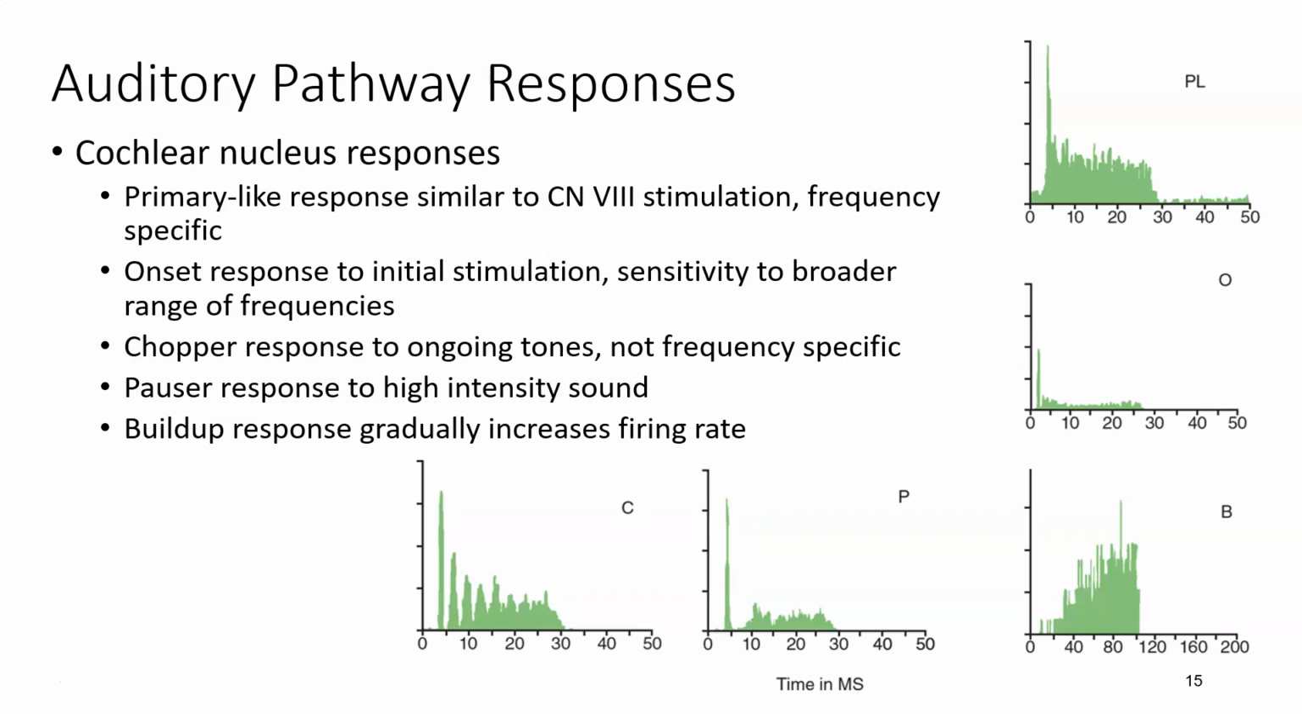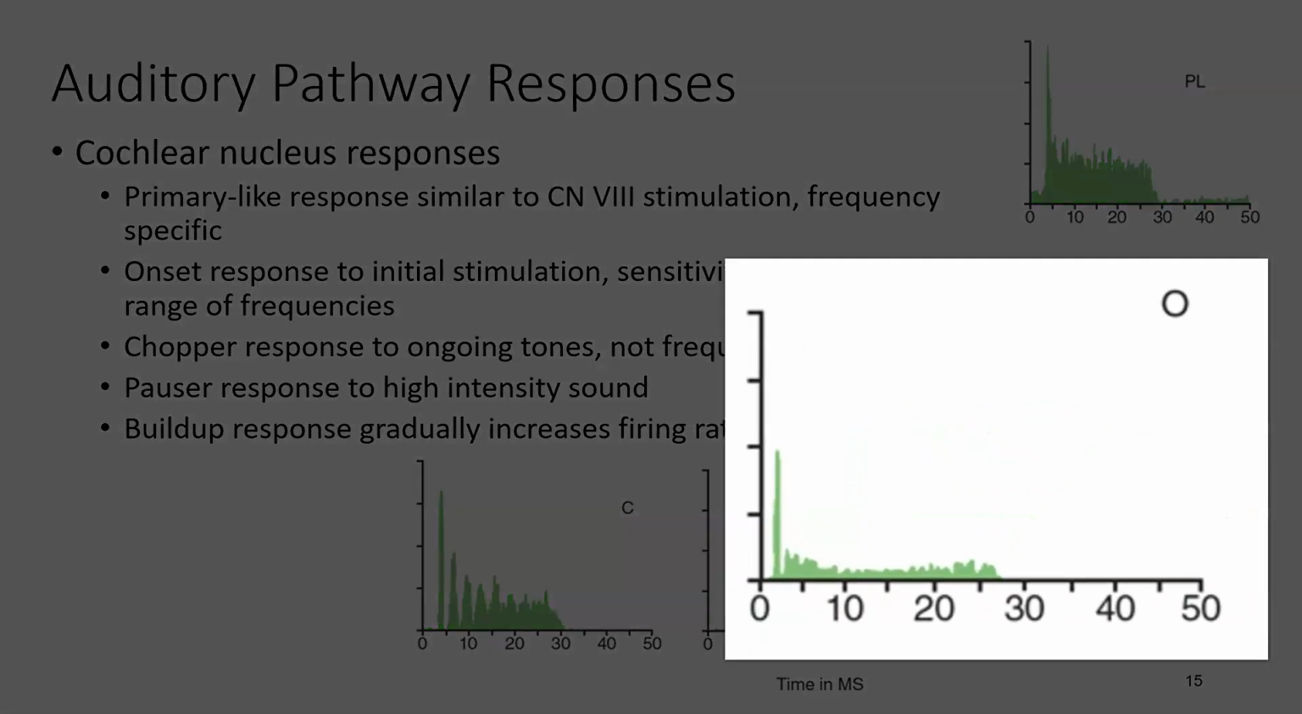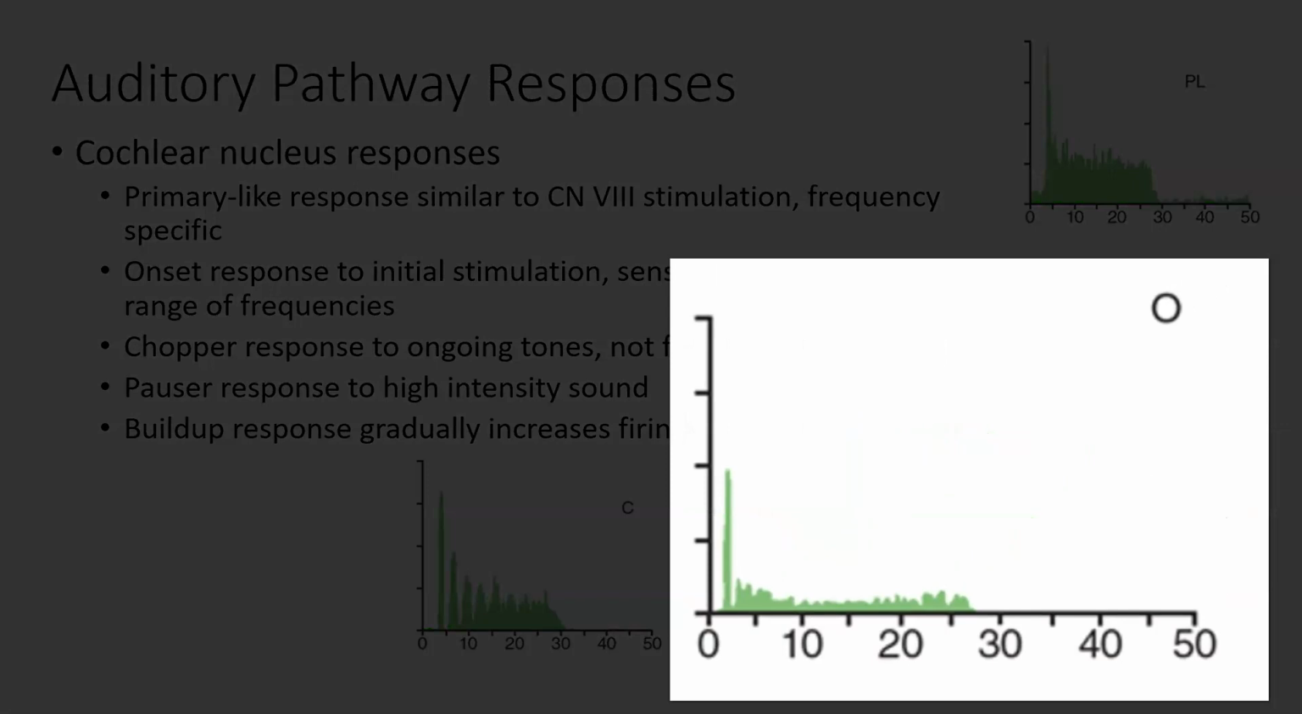Within the cochlear nucleus, which is our first processing point outside of the cranial nerve, we have a variety of different types of nerves that respond to sound stimulation in different ways. So-called primary-like neurons respond similar to our cranial nerve neurons, with a very frequency-specific response to sound coming in. Onset response type neurons fire when there is initial stimulation of sound, and they have a broader tuning to a range of frequencies, but after that initial stimulation, their response drops off.